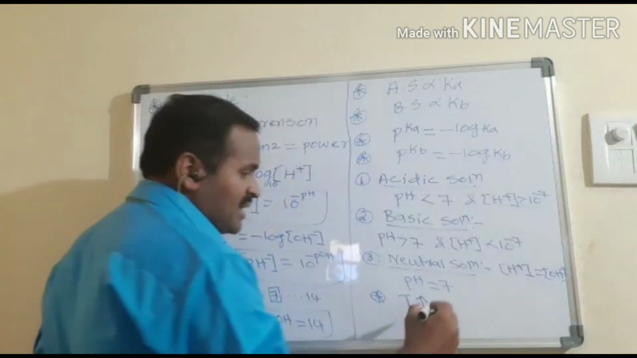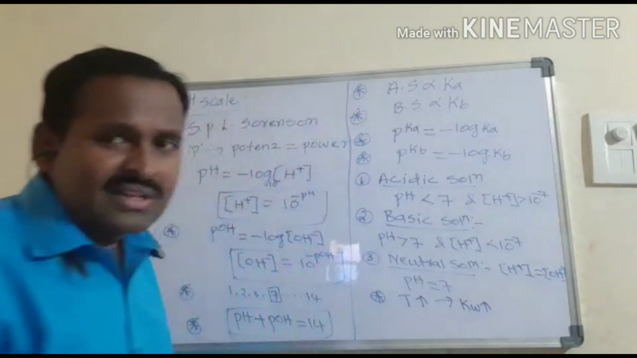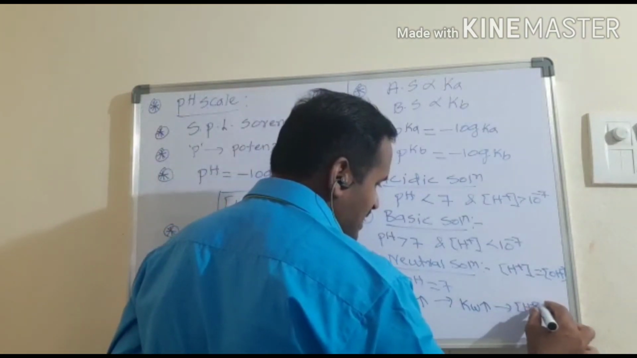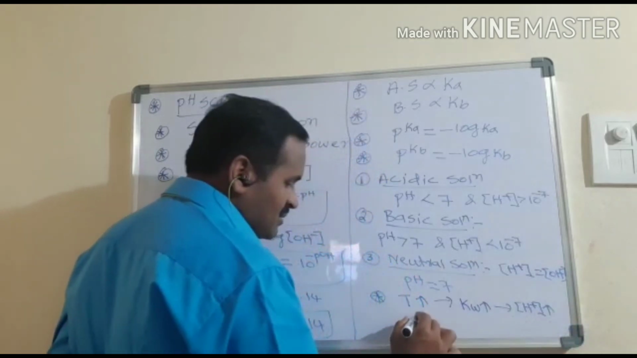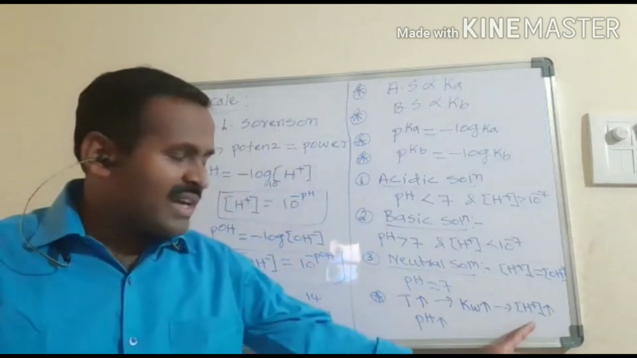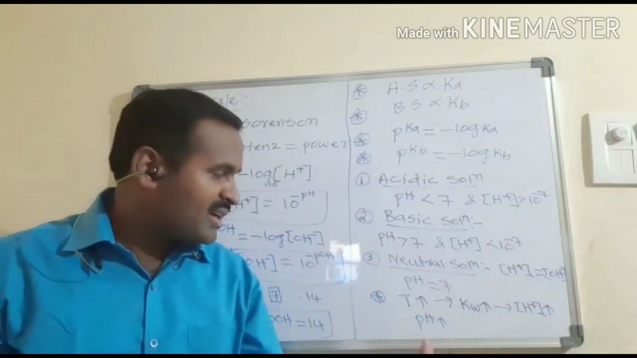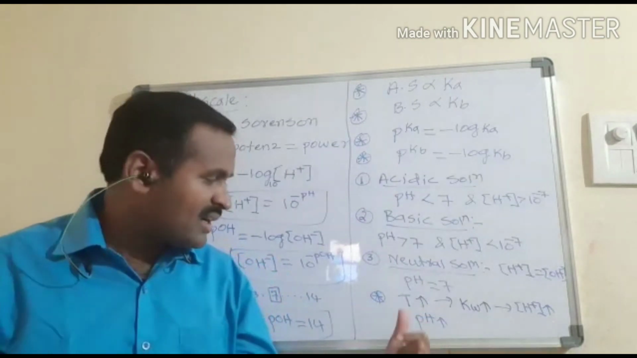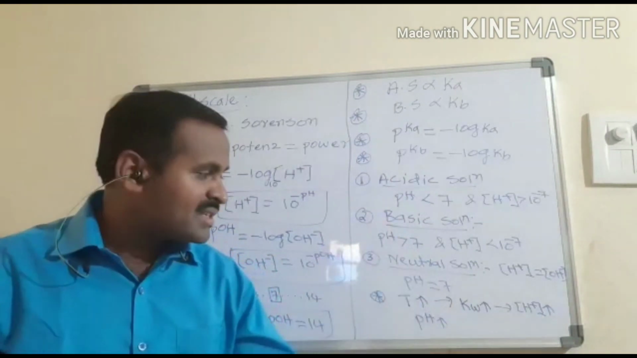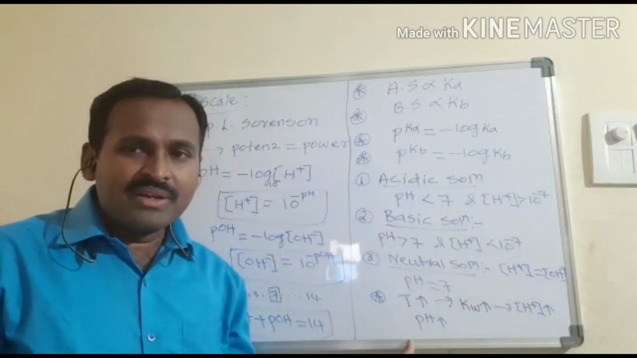In the previous case we have seen that the Kw value increases, and when Kw increases, the H plus ion concentration increases, and the pH of the solution also changes. Taking the opposite case, as the temperature decreases, the Kw value decreases, the H plus ion concentration decreases, and then the pH changes accordingly.